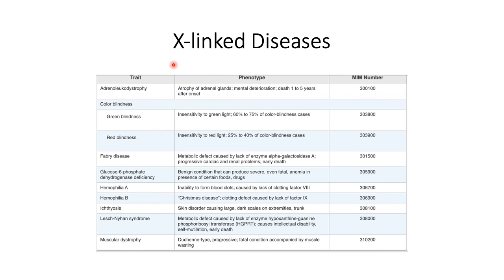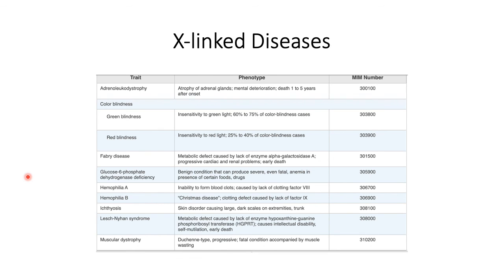All right, and so here are some X-linked diseases. For example, we talked about color blindness, and so males tend to have color blindness more than females. Hemophilia is another type of X-linked disease, meaning that this gene is found on the X chromosome of the sex chromosomes. And muscular dystrophy.